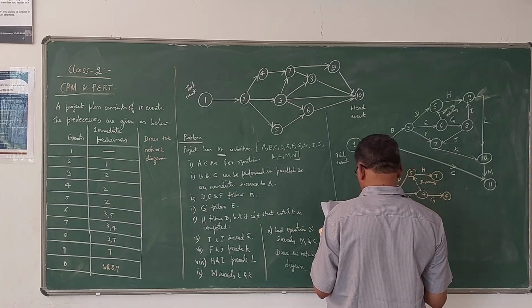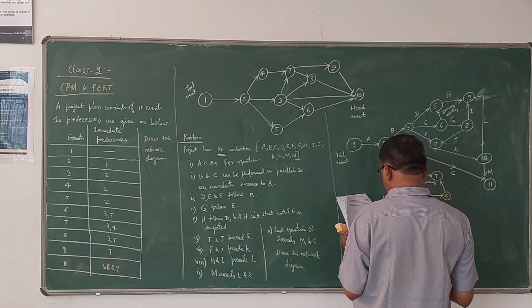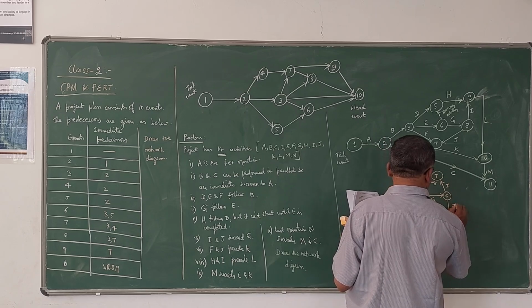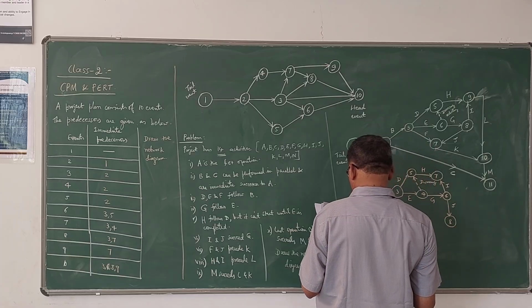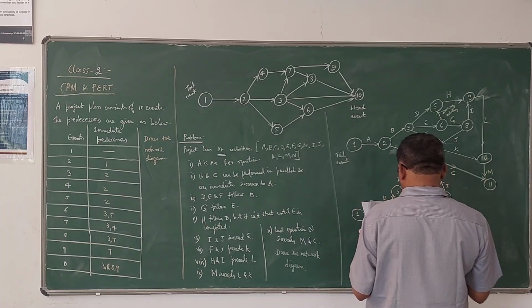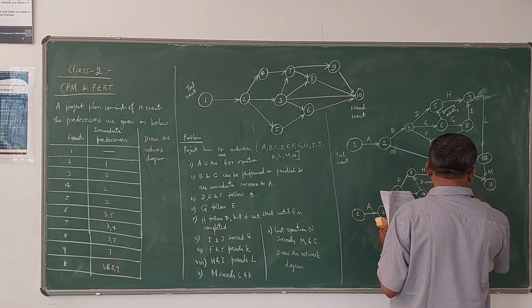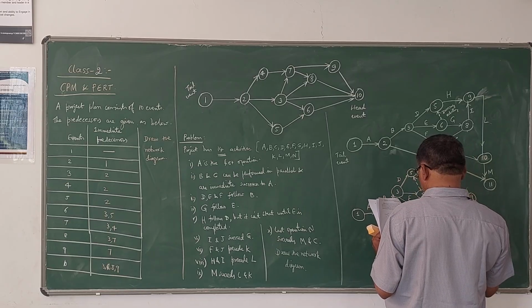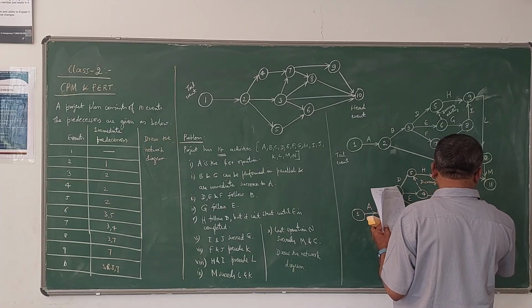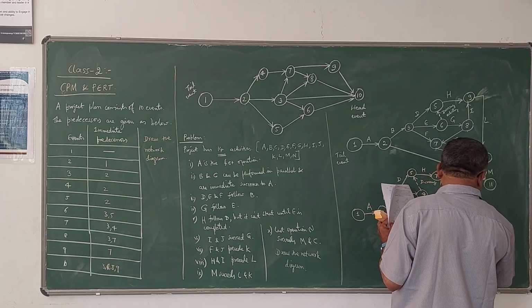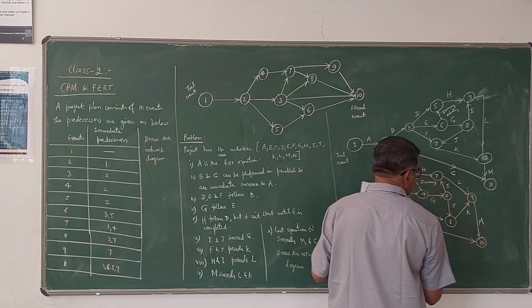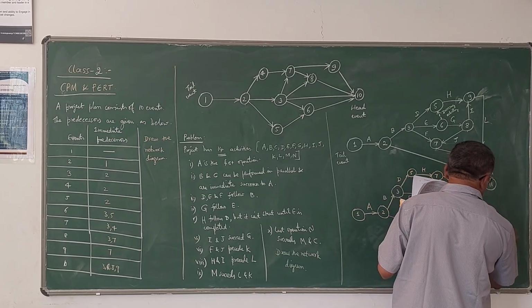This is G. 6 to 7 is I. 6 to 8 is J. 3 to 8 is F. 7 to 9 is L. 8 to 9 is K. 9 to 10 is M. Then 2 to 10 is C. Then lastly 10 to 11 is N.